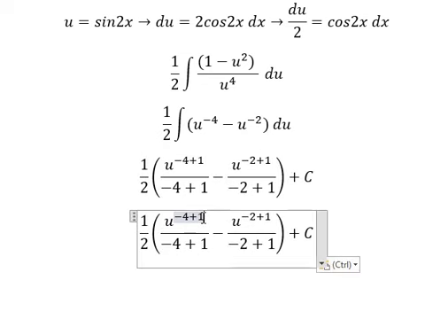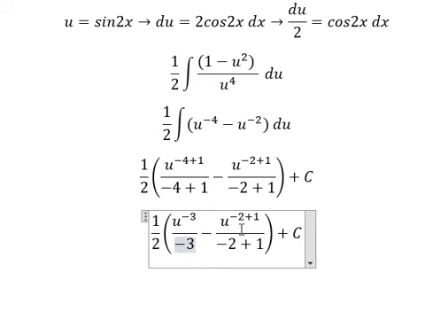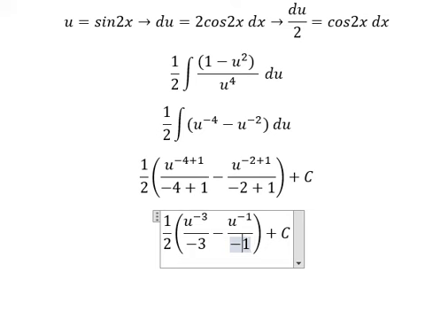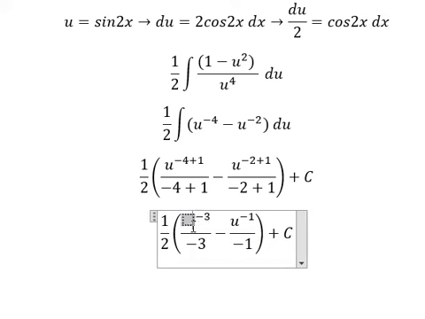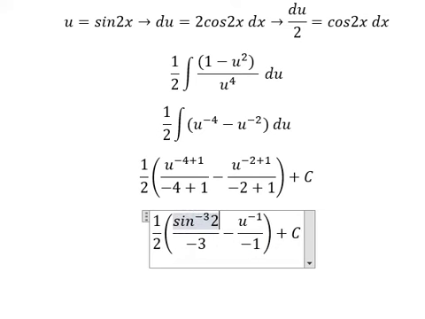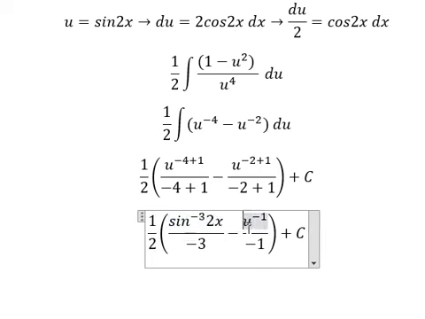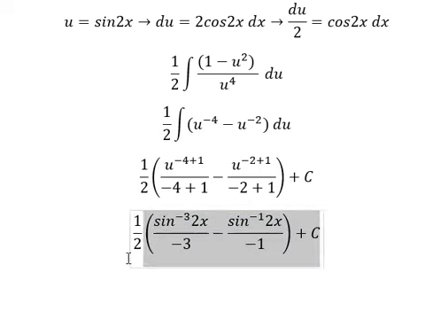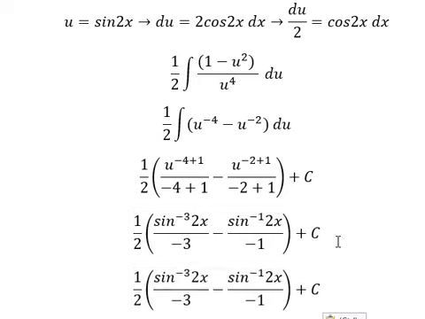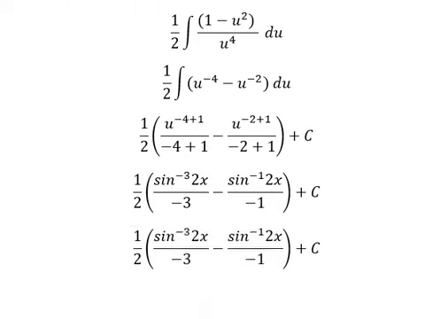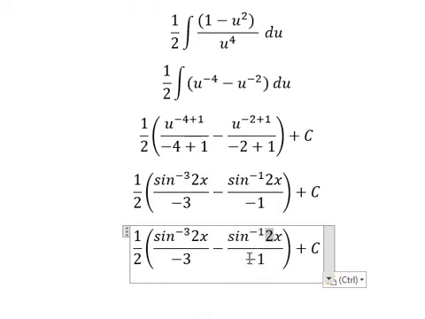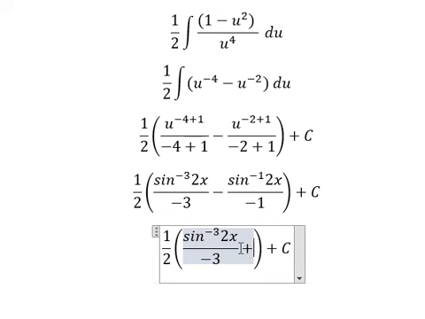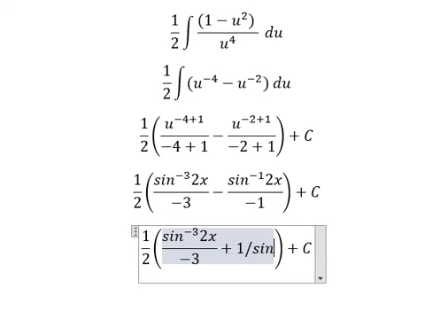This one is negative number 3, negative number 3. This one negative number 1, negative number 1. U, that's sine 2x. Negative, negative, we simplify, and we have 1 over sine 2x.